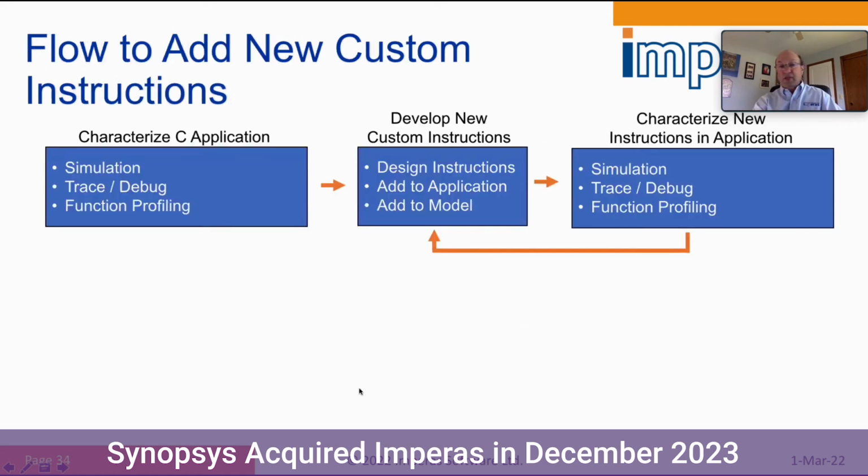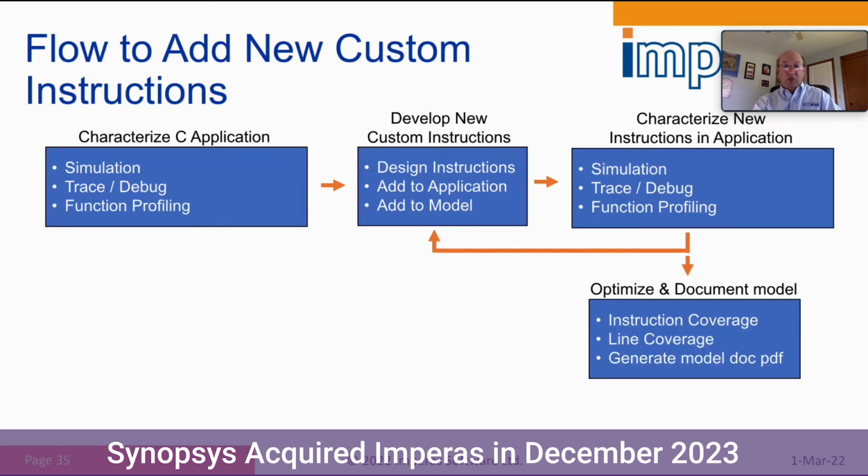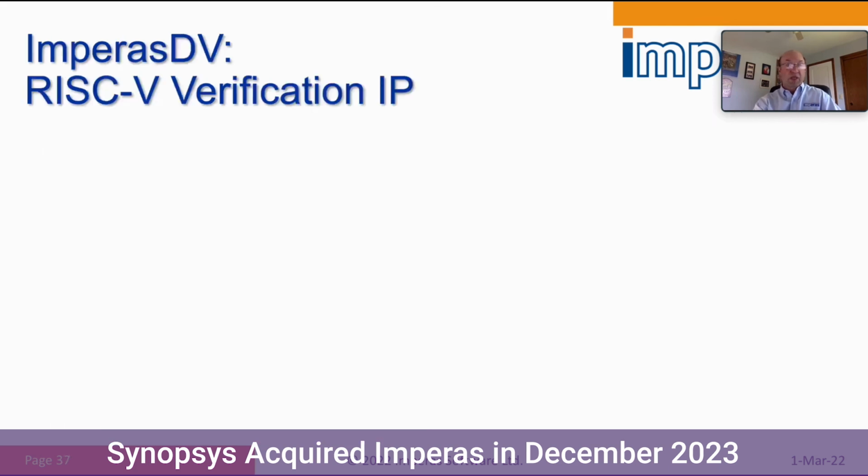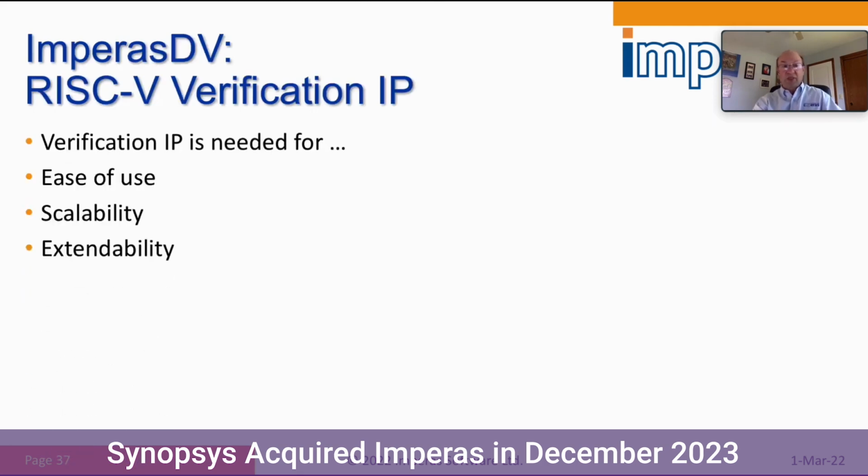So we're going to iterate on that, optimize and document the model, and then deploy the model. Pretty straightforward flow. There are actually tutorials on how to do this in the Imperas environment. Then in terms of RISC-V verification IP, the verification IP is needed for ease of use, for scalability, for extendability, for performance, and for debug. So again, you want standards, you want verification IP. This is going to make it easier to use. Schedule reduction is the other big thing.